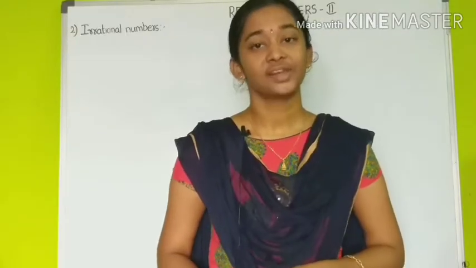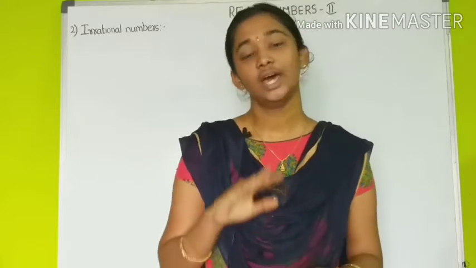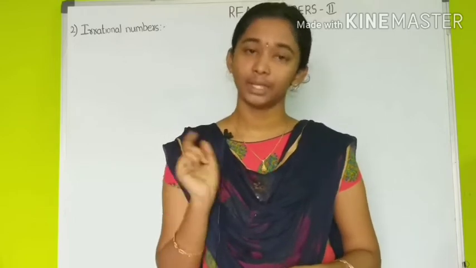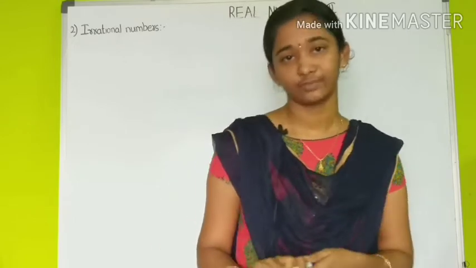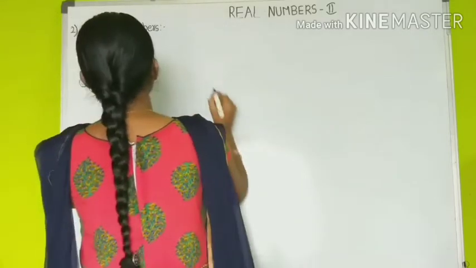Now we are going to learn what is an irrational number. The definition of irrational number is just the opposite of rational number. That is, these numbers can't be expressed in the form of p by q. It also has another definition which is also the opposite of the rational number. First we write the first definition.